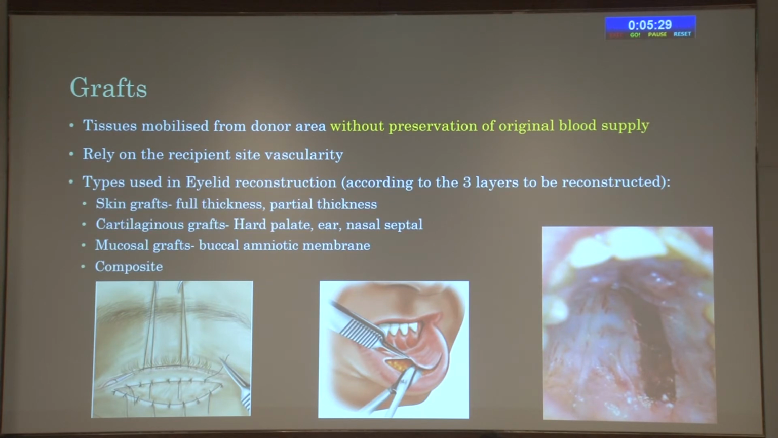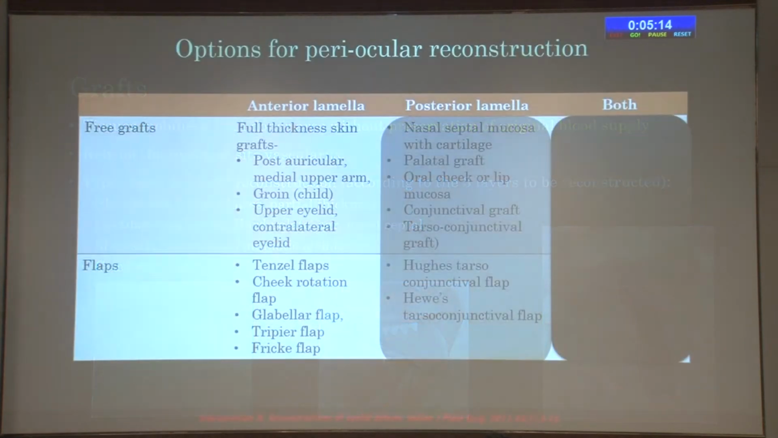The types that are used usually in eyelid reconstruction are skin grafts, and usually full thickness skin grafts, cartilaginous grafts, or mucosal grafts. Sometimes when we're reconstructing an entire lamella, we might require composite grafts. So when it comes to options for reconstruction, the anterior lamella is usually reconstructed with a full thickness skin graft. The kind of areas that give a good color and texture match are post-auricular area, the medial upper arm area, the groin area in children, upper eyelid, or a contralateral eyelid.